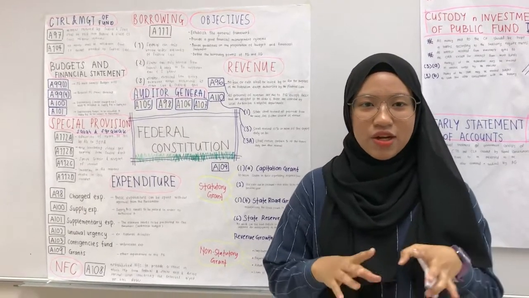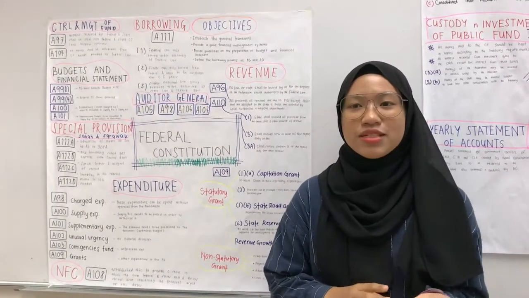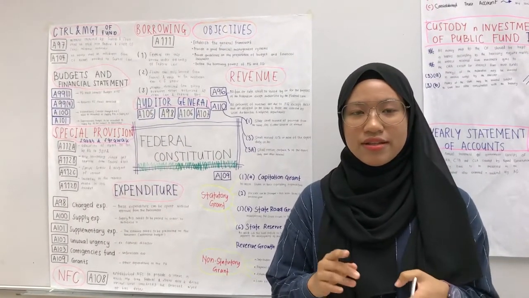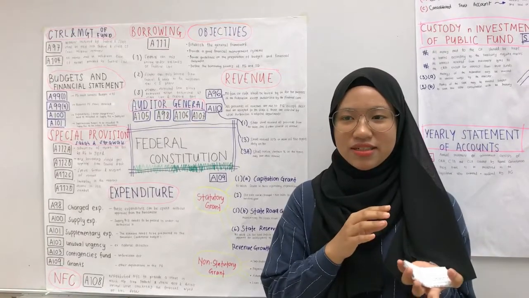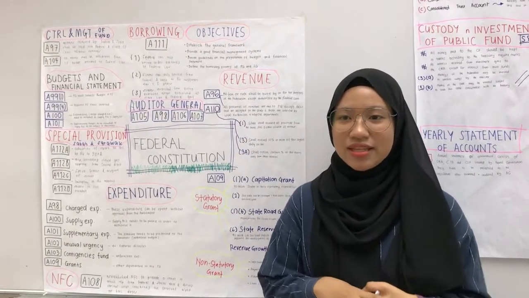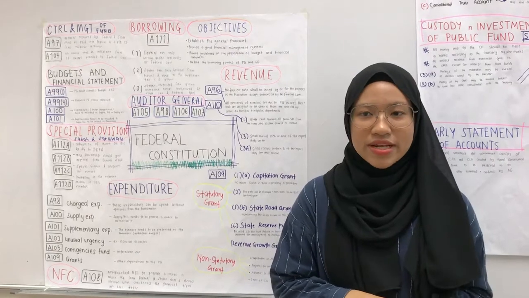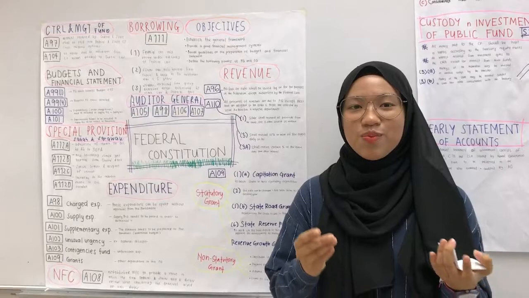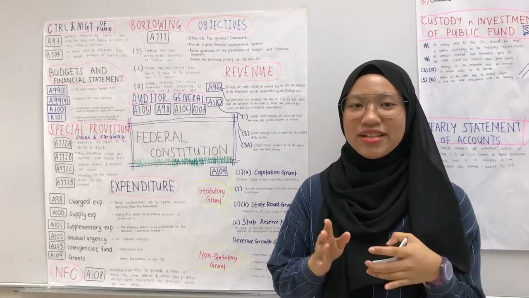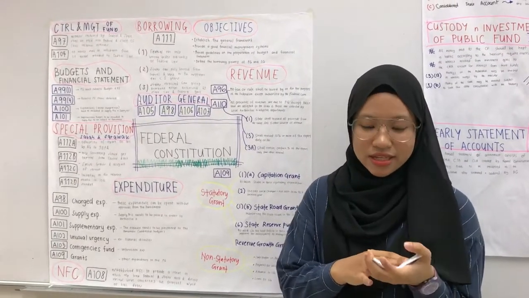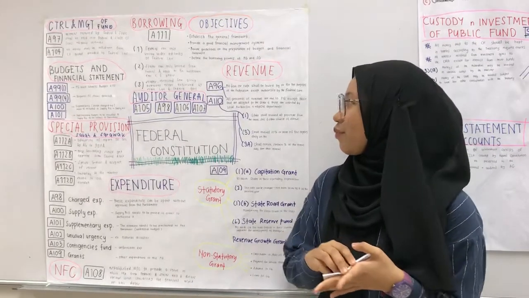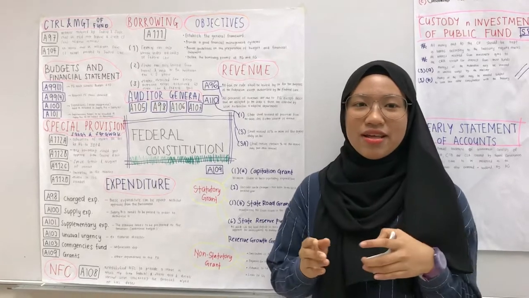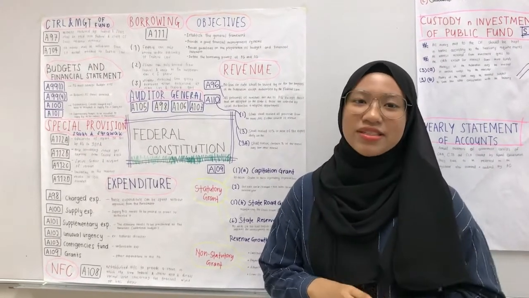First, the objective is to establish the general framework of the control of public expenditure by the legislature. Next, it provides a good financial management system, and it also defines the borrowing powers of the federal and state governments, and it also provides the guideline on the preparation of the budget and financial statement.